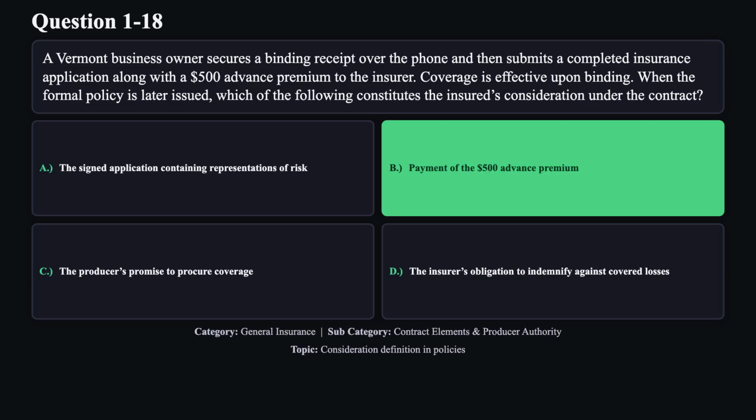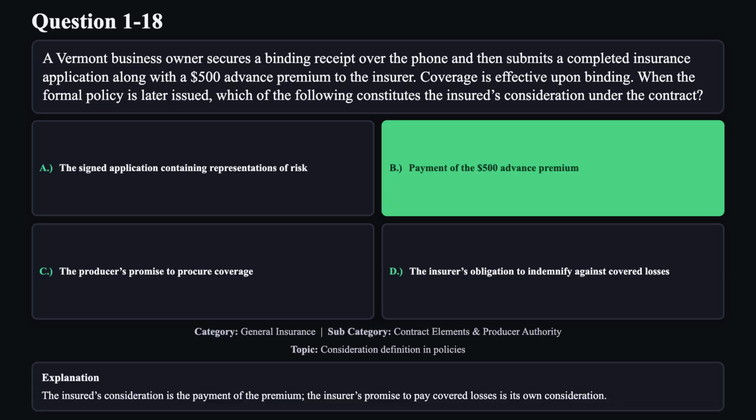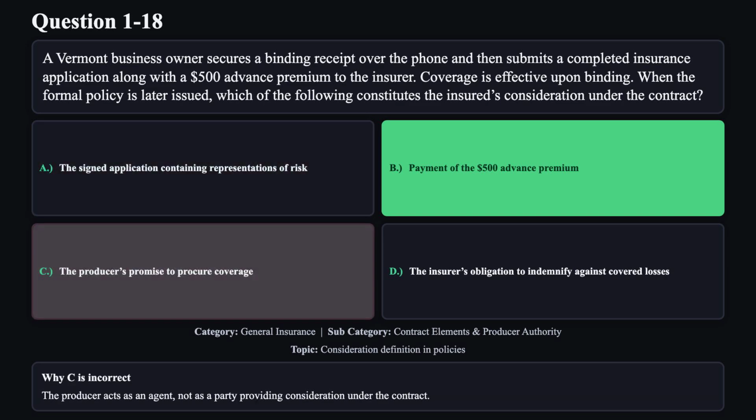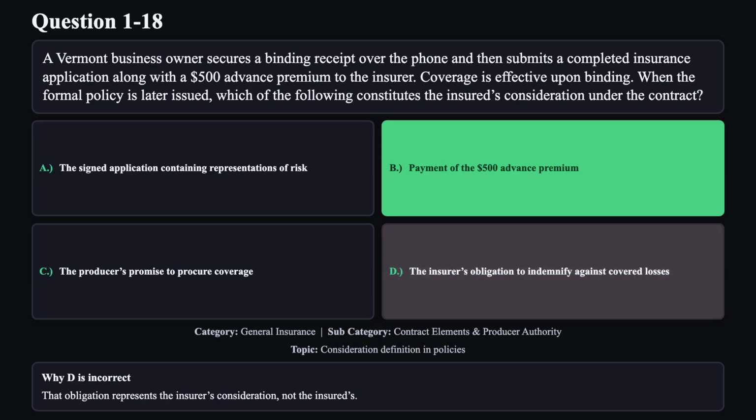The correct answer is B. The insured's consideration is the payment of the premium. The insurer's promise to pay covered losses is its own consideration. Reason A is not correct. Submission of the application is a precondition for underwriting, but is not the value exchanged in the contract. Reason C is not correct. The producer acts as an agent, not as a party providing consideration under the contract. Reason D is not correct. That obligation represents the insurer's consideration, not the insured's.